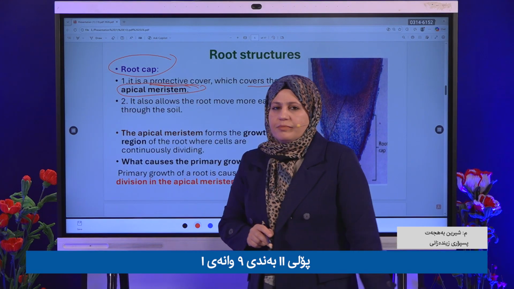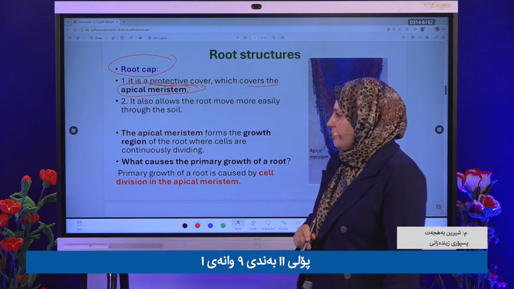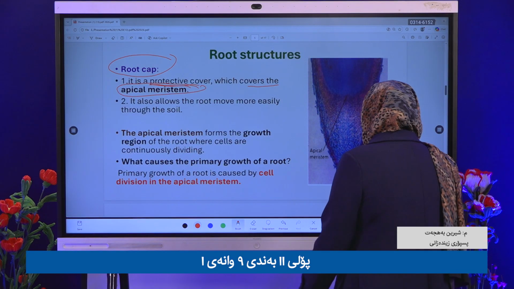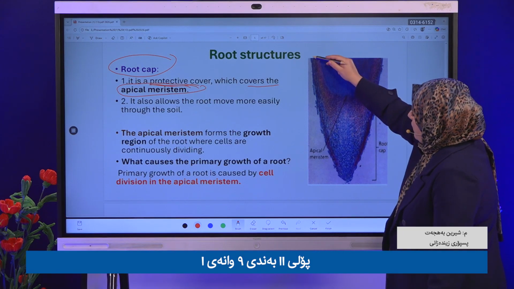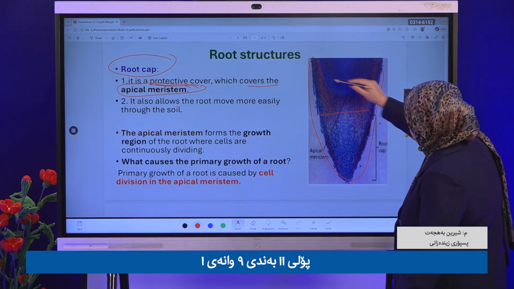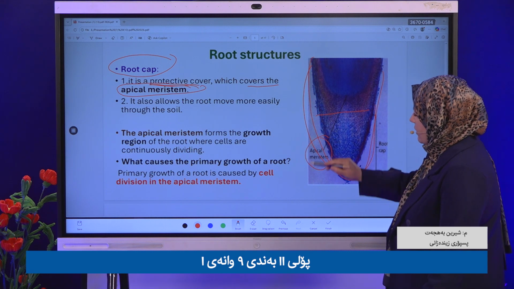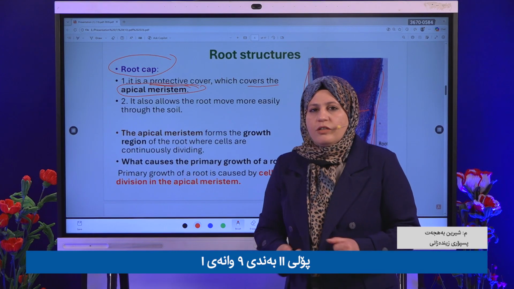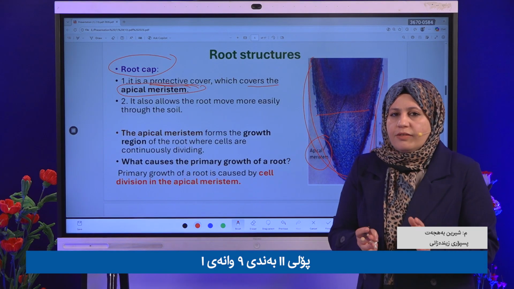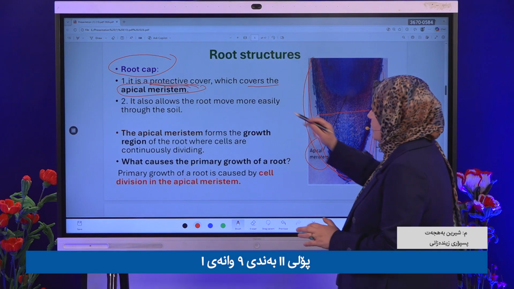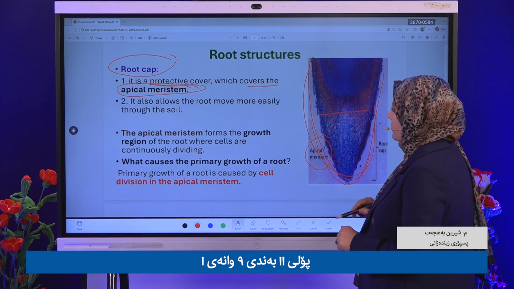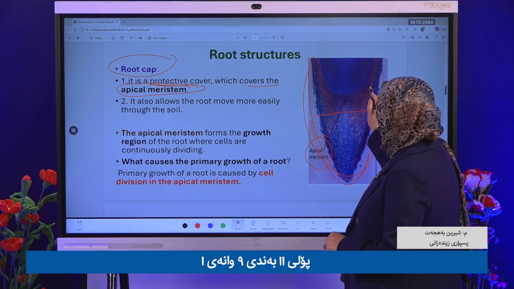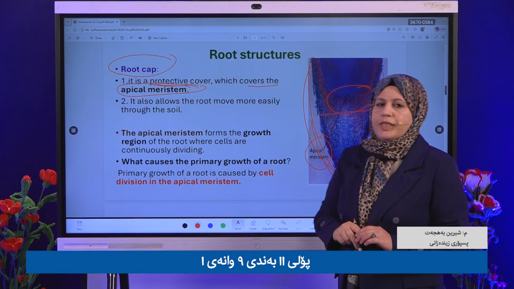Apical meristem. Where is the location? Look at this, it is a section of roots. This part is the apical meristem. What is the function of the apical meristem? Sorry, it is the root cap. The root cap covers what? The apical meristem.